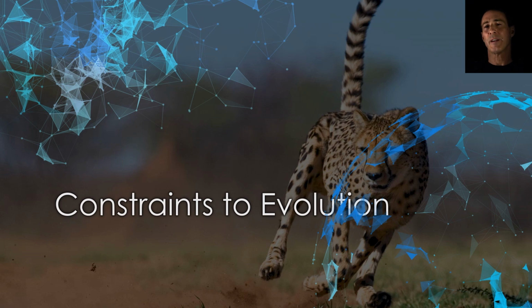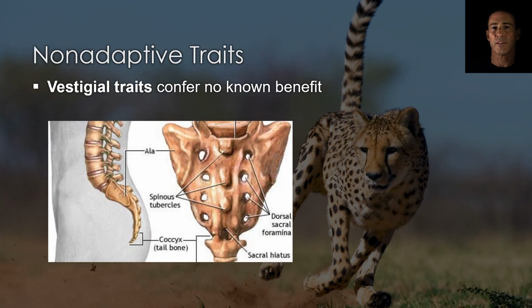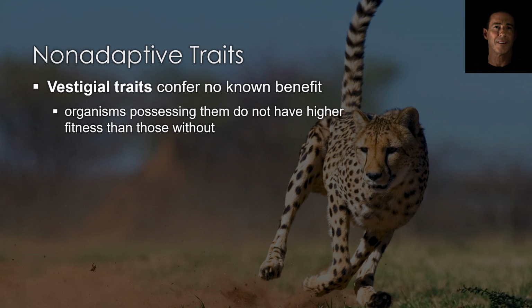The constraints that limit evolution are just as important to understanding organisms as the mechanisms of evolution. Although organisms are often exquisitely adapted to their environment, adaptation is far from perfect. Vestigial traits such as the human coccyx or tailbone and goosebumps do not increase the fitness of individuals with those traits. These structures are not adaptive.